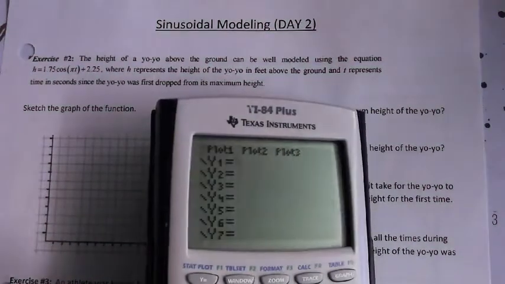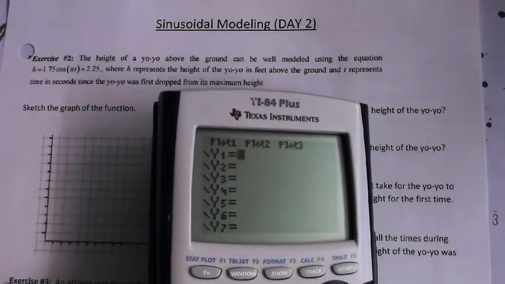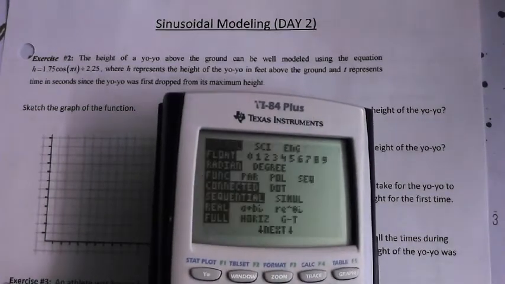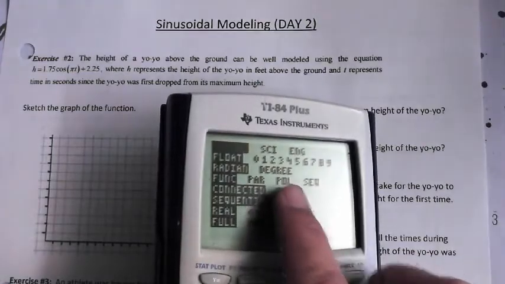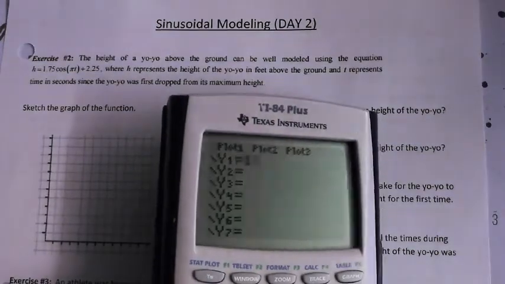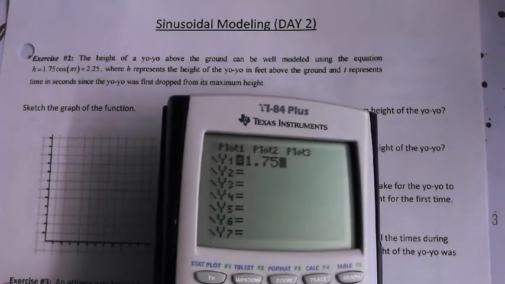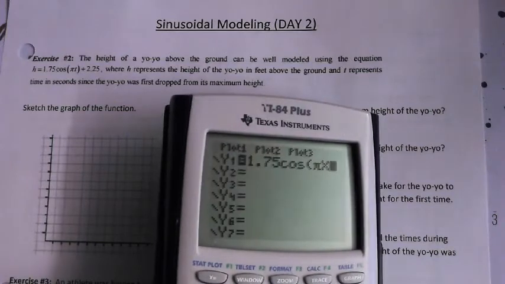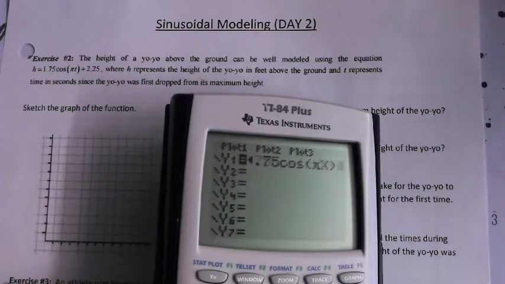What mode should we be in if we're graphing radians? So double check that in case you let someone else borrow your calculator for geometry and they turned it back to degrees. Radians we want. So we're just going to type in 1.75 cosine of pi x, close your parentheses, plus 2.25.